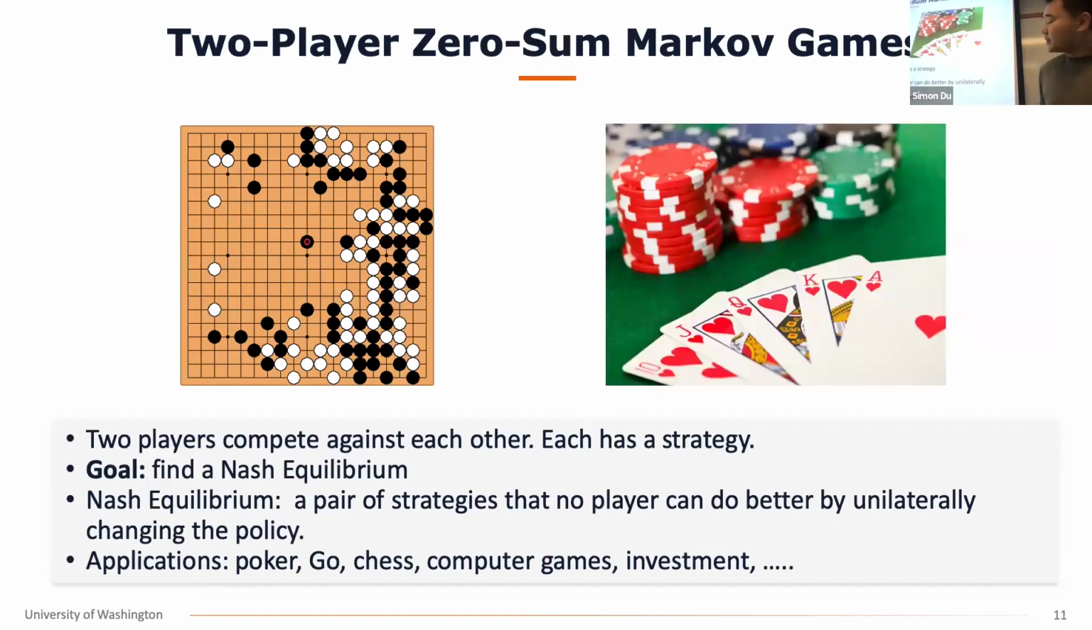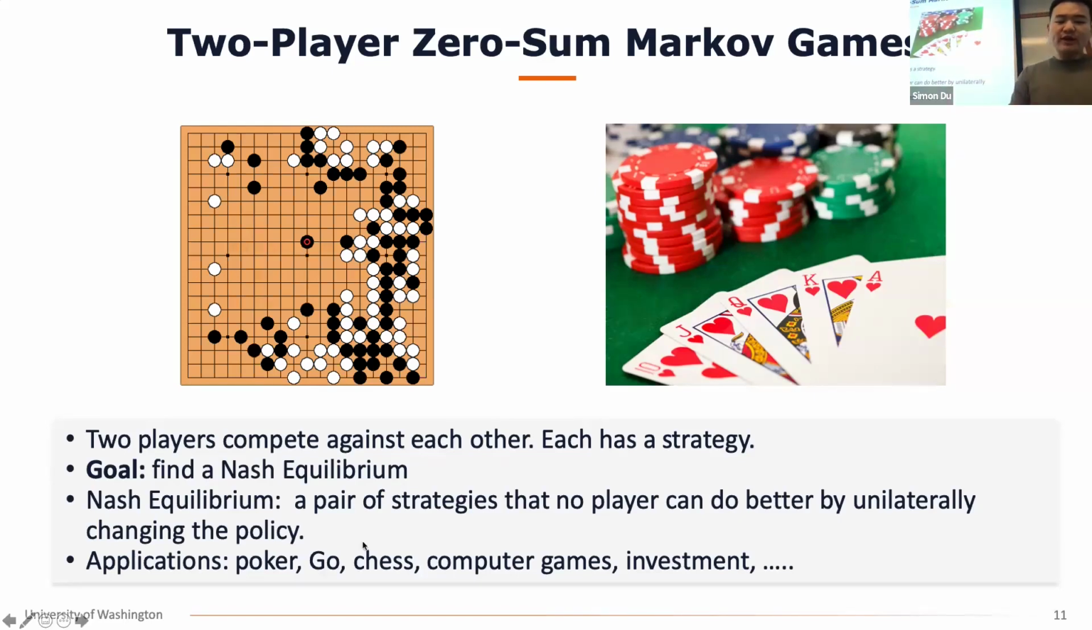So let's start from the simplest setting in multi-agent reinforcement learning, which is a competitive game: two-player zero-sum Markov games. In this setting, you have two players competing against each other. Each has a strategy, so it naturally models games like Go or poker and some other computer games. The goal here is to find a Nash equilibrium. In multi-agent settings, as the notion of optimality, we want to find a Nash equilibrium.